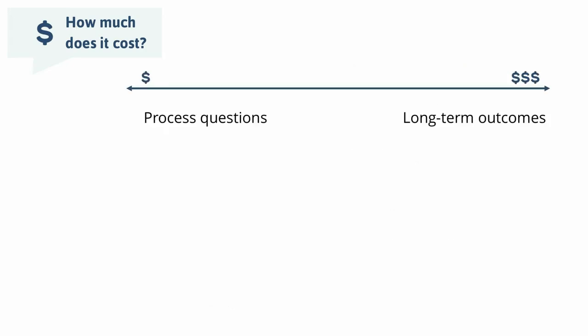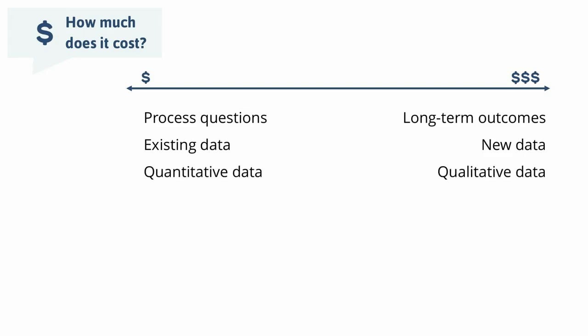A variety of factors can really influence an evaluation's budget. Some examples might include the types of questions your evaluation is asking. Evaluation questions that focus on process implementation may be less costly than questions that ask about long-term outcomes, due to time or data needs. And the type of data that you're using: existing data may be less time consuming for the evaluation team compared to when they need to gather new data, so new data might be more expensive. Whether the data is quantitative or qualitative also matters. Qualitative data tends to be more time intensive when it comes to collection, cleaning, and analysis, and therefore evaluations that rely more heavily on qualitative data might be more expensive.